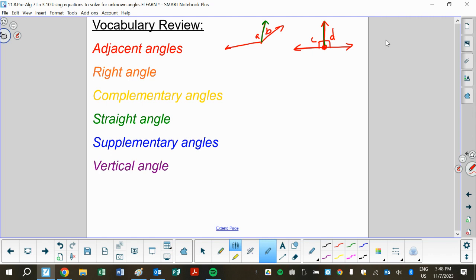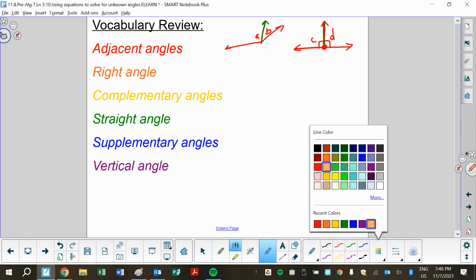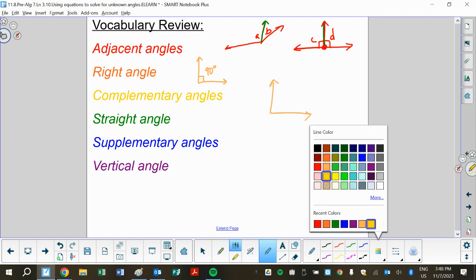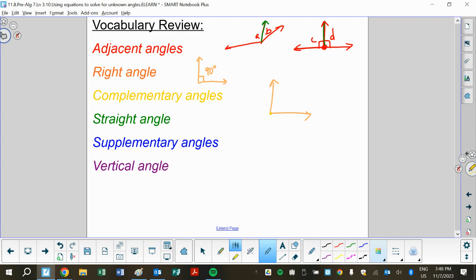All right, what about a right angle? This one most of you know: any angle that measures precisely 90 degrees. Now, if you cut up a right angle, you'd have an example of two angles that are complementary. Complementary angles are formed when two angles add up together to make 90 degrees.